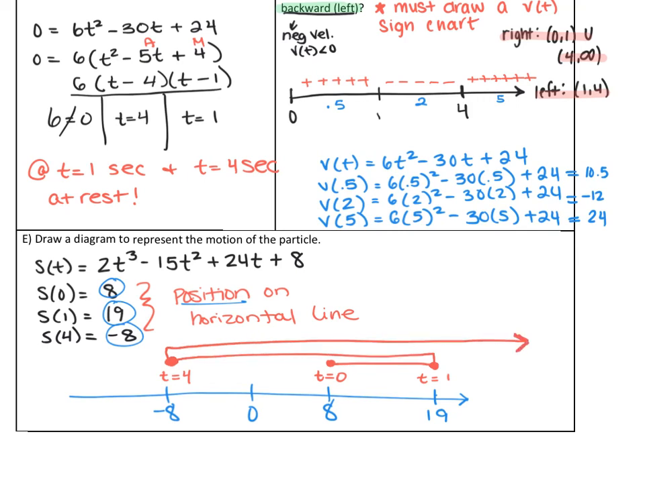And notice that it's going to follow this time frame. From 0 to 1 in time, we went to the right. Then from 1 to 4, we went to the left. And then from 4 to infinity, we just went positive to the right. So this would be your picture that represents the motion of the particle.